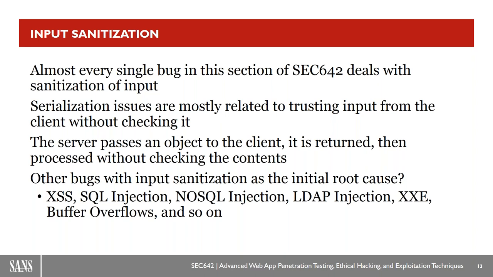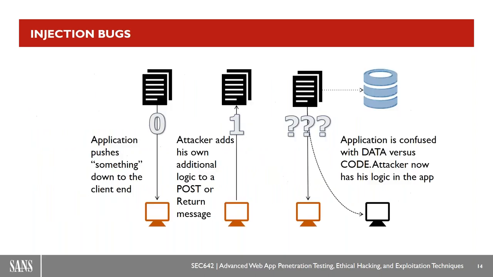So what kind of bad things can happen on the server due to serialization issues? The answer is it depends what this application does with the data when it gets it back. Is it possible we can get SQL injection, NoSQL injection, LDAP, XXE, buffer overflows? It depends on how the application processes, parses, and does something with the data at their end, which we might not always get to see.